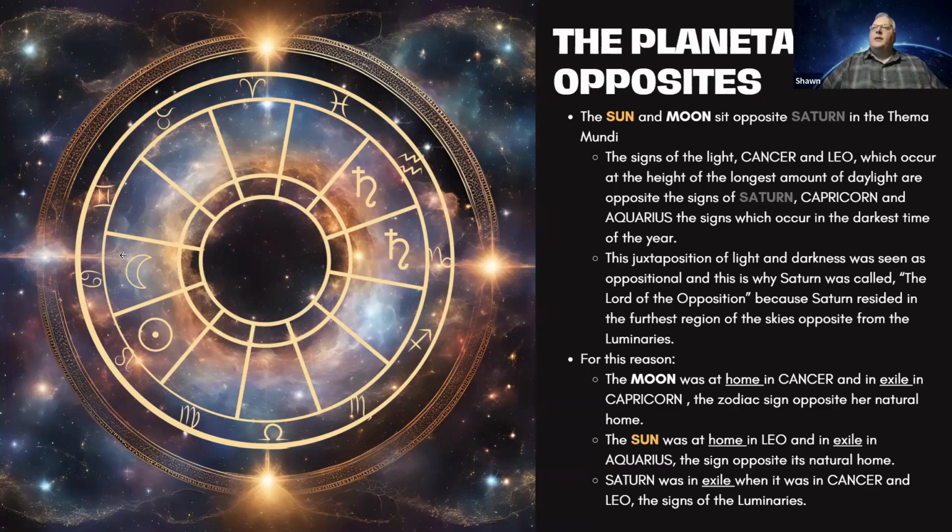So for this reason, the moon is at home in her sign of Cancer. But if we go opposite the moon to the sign of Capricorn, she was in exile in Capricorn. Similarly, the sun, who is at home in Leo, if we go opposite to Leo, if the sun is in Aquarius, the sun is in exile in Aquarius. If Saturn is in the signs of the sun or the moon, Saturn is in exile.